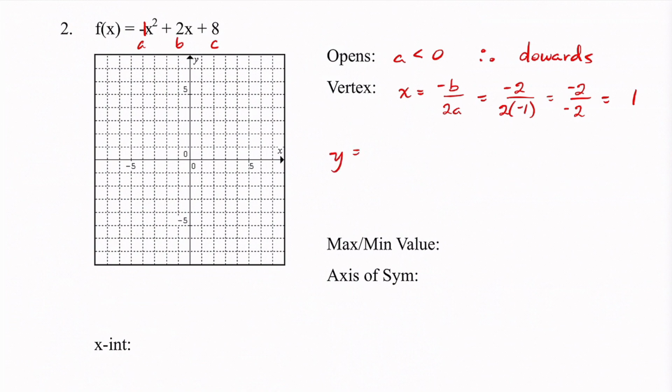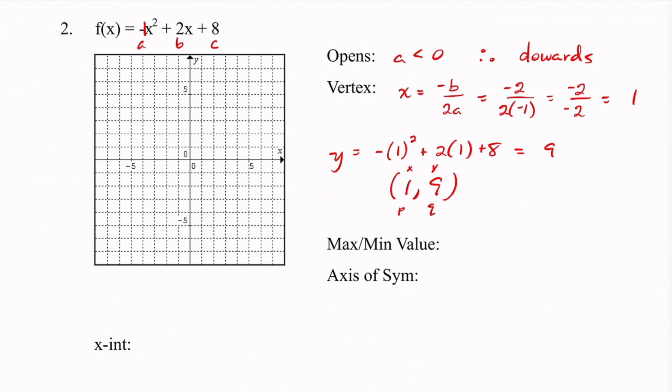To find the y, I am just going to enter in that value of x equals 1. So it's going to be -1 squared plus 2 times 1 plus 8. Again, I'm just plugging it into the original function here. And then when we simplify that, we are going to get 9. Okay, so my vertex is at 1 and 9, x and y, or you could say p and q.